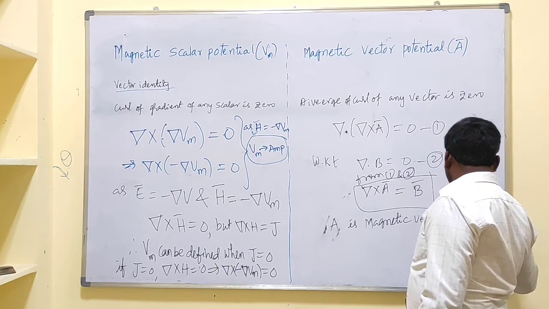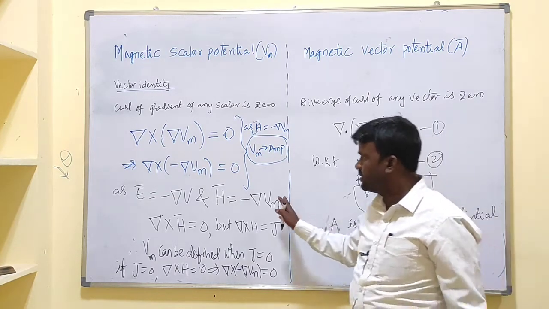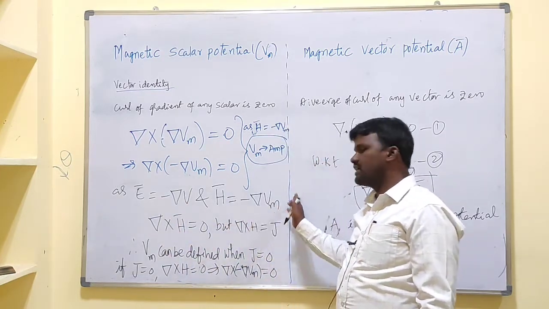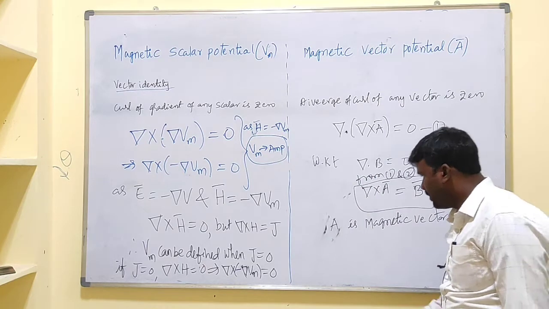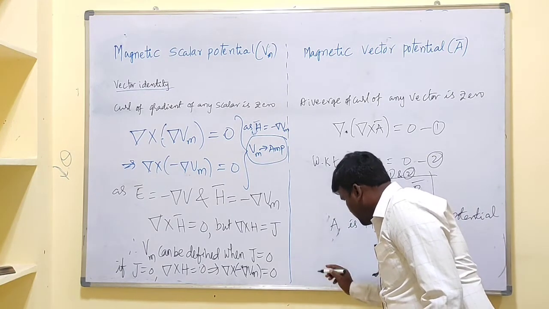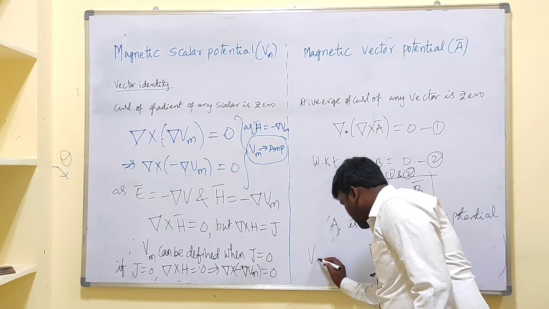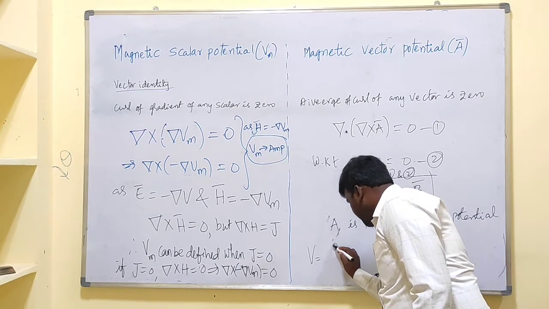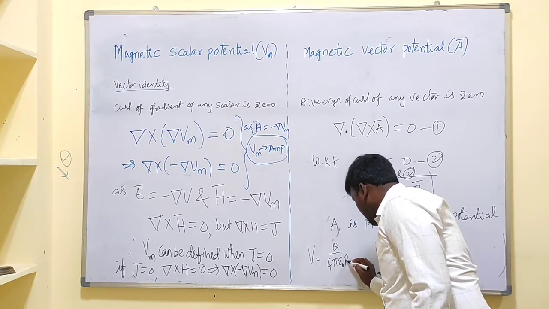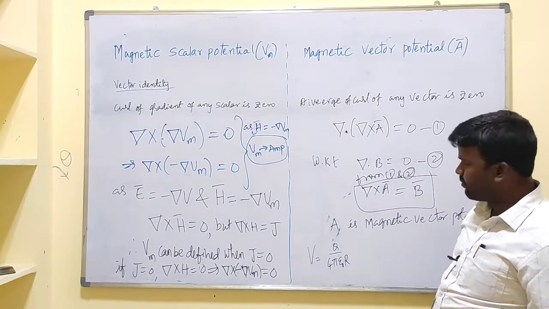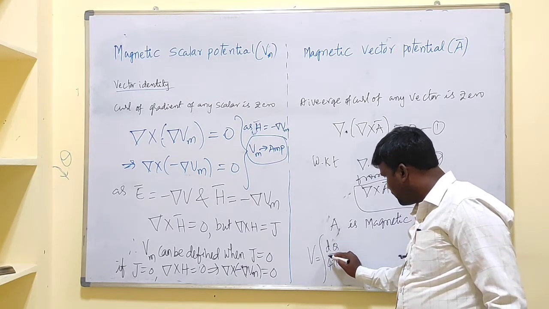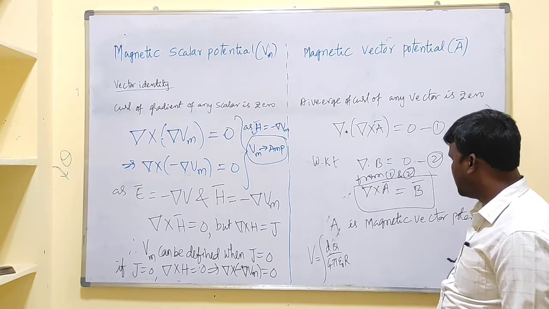How do we define magnetic scalar potential? By applying similarity, that is E equal to minus del V, then H can be written as minus del Vm. We have the electric scalar potential V, which is nothing but Q by 4 pi epsilon naught R. In integral form, this can be written as integral dq by 4 pi epsilon naught R.